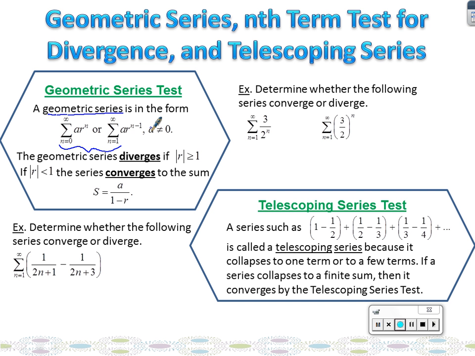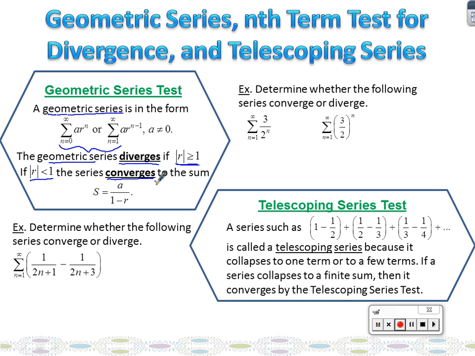So if the geometric series, we look at it, and if the absolute value of the common ratio is larger than or equal to 1, then this test tells us that the series is going to diverge. If the absolute value of our common ratio is less than 1, then this test tells us that our series is going to converge.